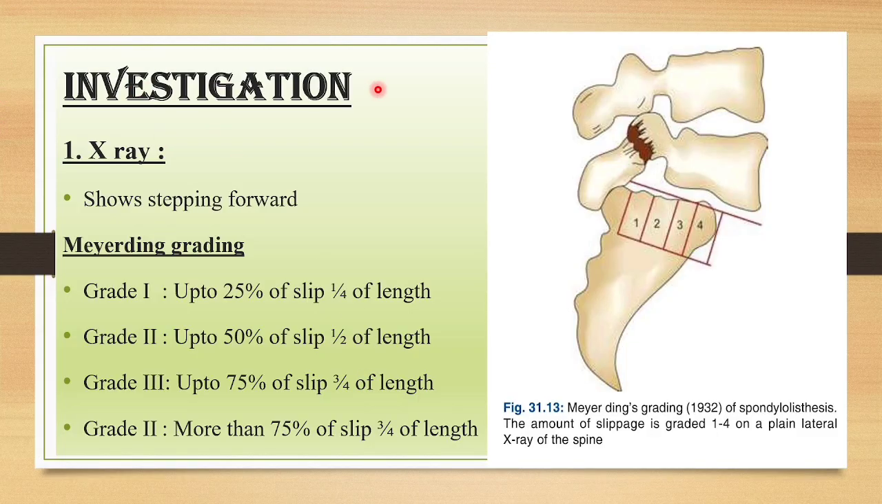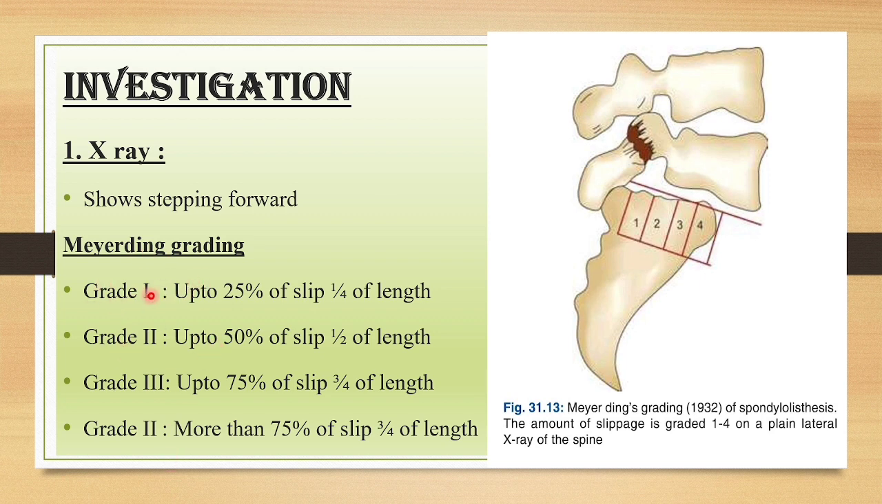So coming to the investigation, the first investigation is your X-ray. So we can see the stepping forward of one vertebra over another in the X-ray or radiographic findings. Based on the X-ray findings, we will be classifying the spondylolisthesis into different grades.